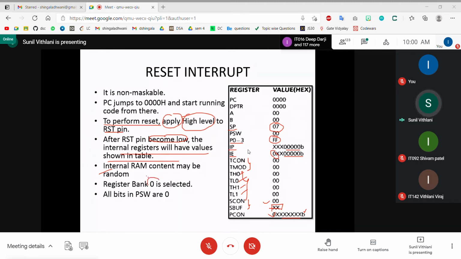That is again important. Which bank will be selected after reset? Register bank 0 will be selected after reset. And PSW will be 0. Stack pointer will be 07. These are the things you need to remember, what will be the status of your controller after reset.